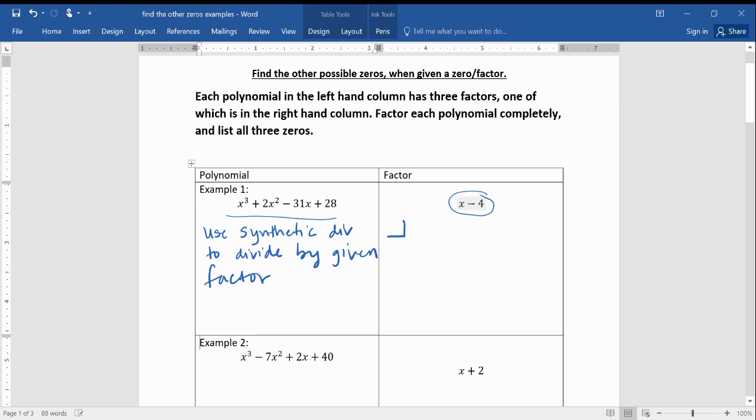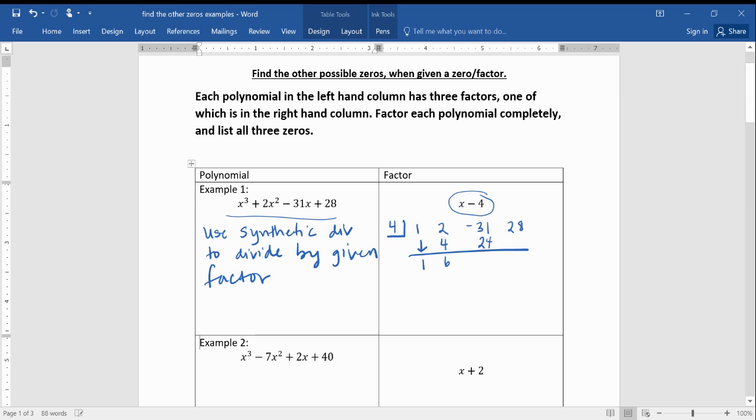So in our little house over here, x minus 4 is your factor, so what goes here? Positive 4, that's right. So grab your coefficients from your polynomial: 1, 2, negative 31, and 28. We're going to do a little synthetic division there. So always bring down the first one. Multiply 4 times 1, you get 4. That number goes here. We're going to add and get 6. Try again. 4 times 6 is 24.